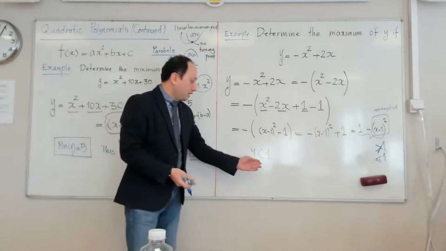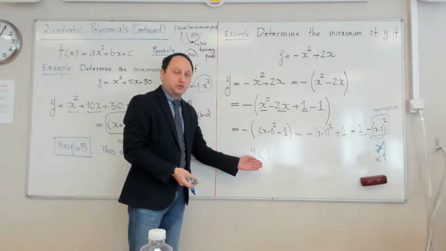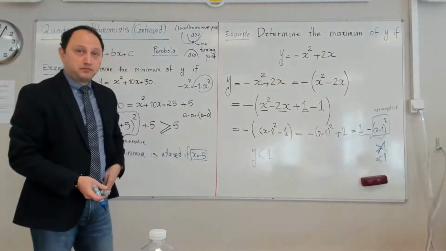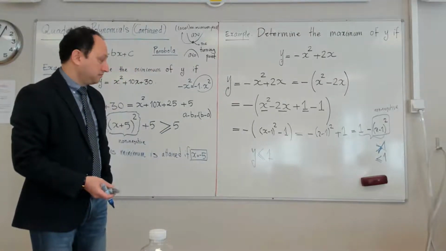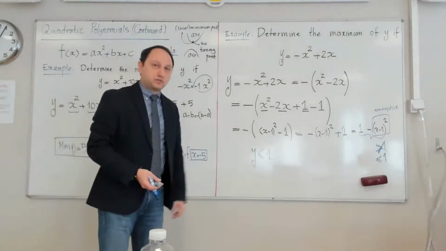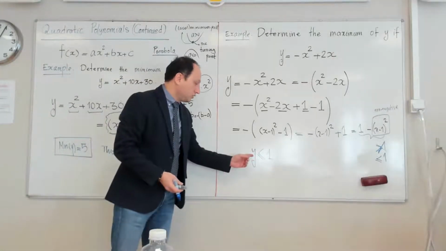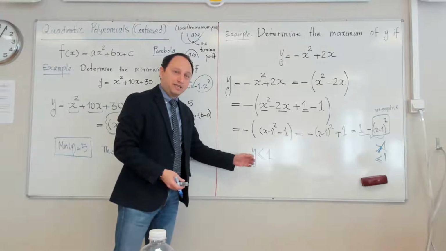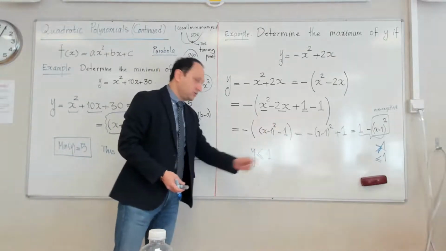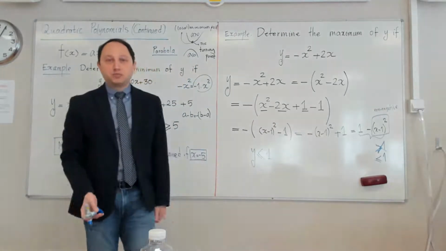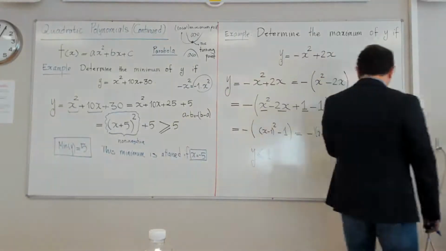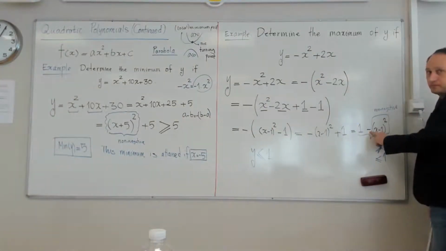If I know about this, can I answer the minimum or can I answer the maximum? Maximum. And what is the maximum? It is 1, because you are saying to me that y is less than or at most equal to 1. So this means that the maximum is equal to 1. So you see, the reason is because of this minus sign.